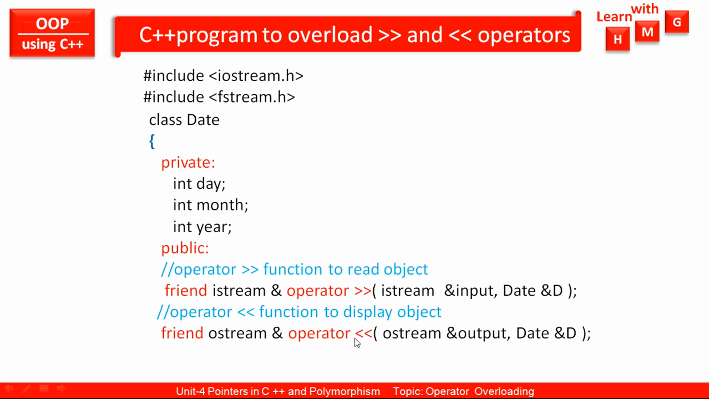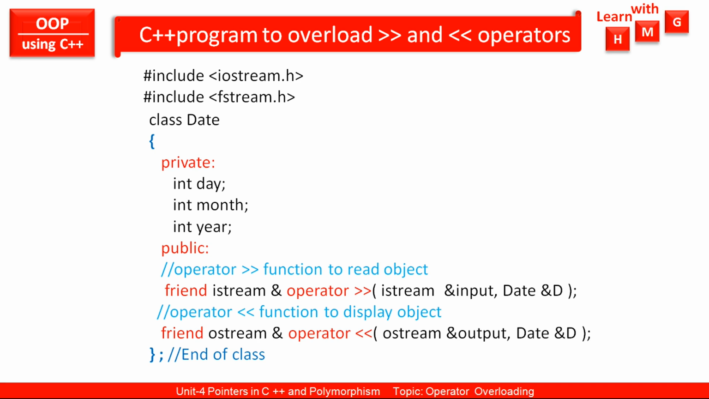This insertion operator function is going to return again an output stream type of object, that is a reference to an output stream type object. So the return type is ostream ampersand, and it is also a friend function which is not a member of this date class. End of the class. So like this, in this date class there are three data members, day, month and year, and two friend functions. Both are operator functions using friend functions.